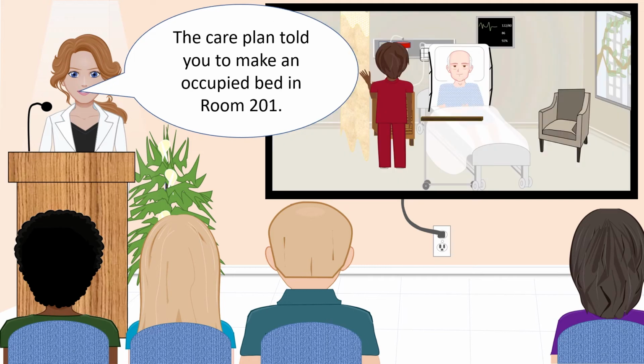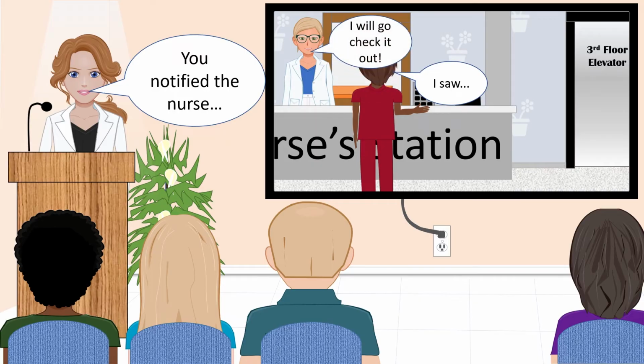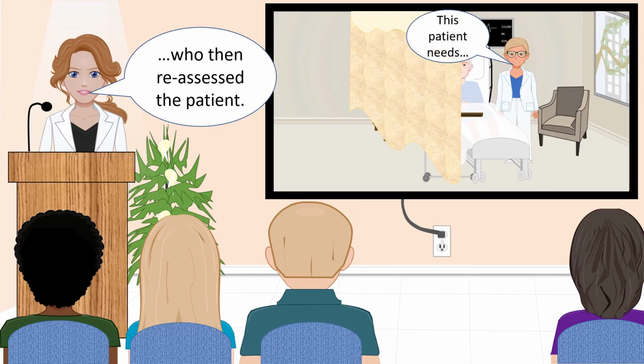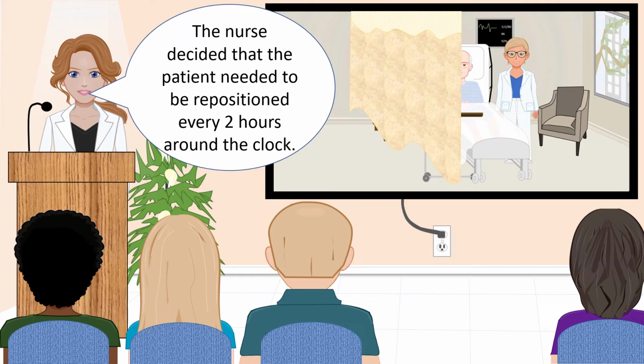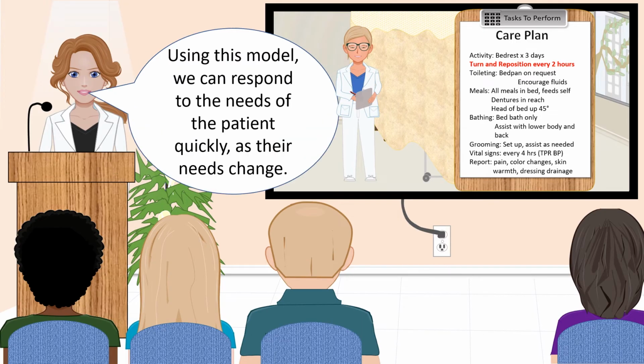The care plan told you to make an occupied bed in room 201. As you changed the sheets, you noticed that the skin on the patient's backside was red and irritated. You notified the nurse, who then reassessed the patient. The nurse decided that the patient needed to be repositioned every 2 hours around the clock. This was added to the care plan as another task for the CNA. Using this model, we can respond to the needs of the patient quickly as their needs change.